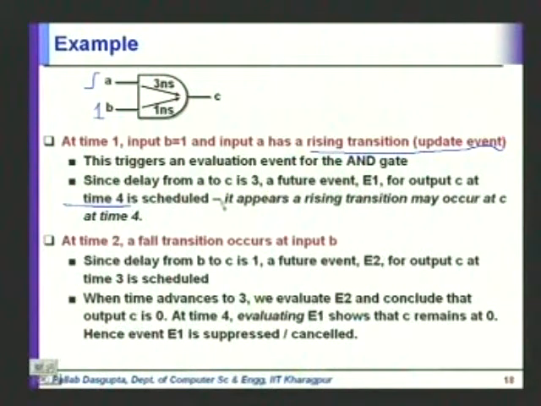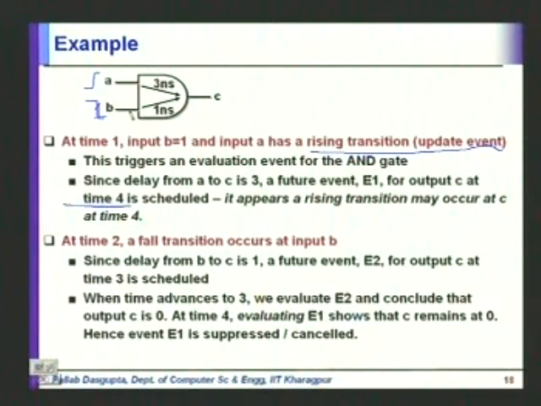So, this is the update event that is scheduled. Now, let us see what happens. At time 2, this B input falls, and the delay from B to C is 1 nanosecond. So, we first schedule an evaluation event for this gate. That evaluation event finds out that after 1 nanosecond the output of this is going to be 0, right.